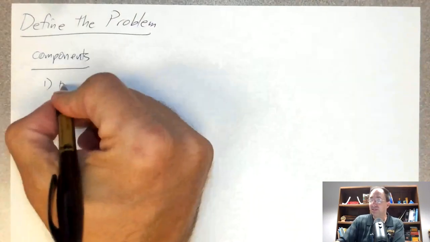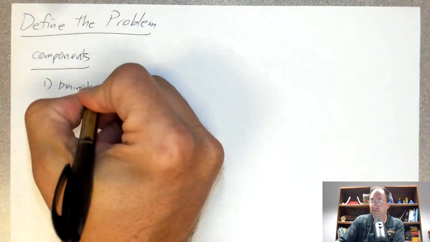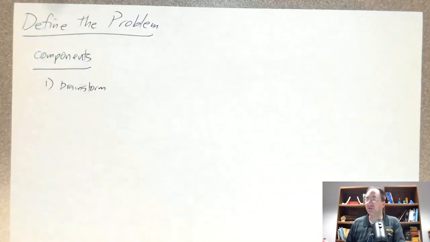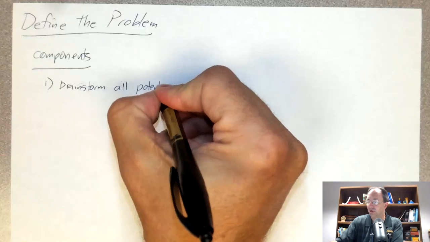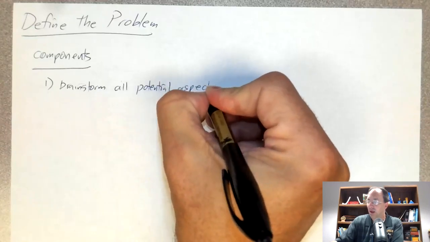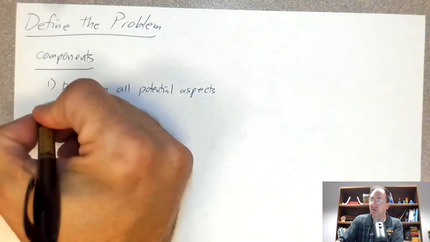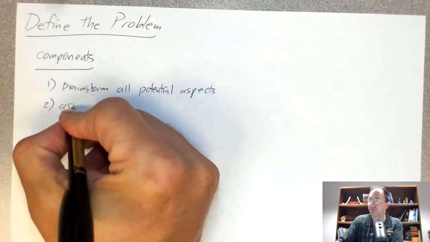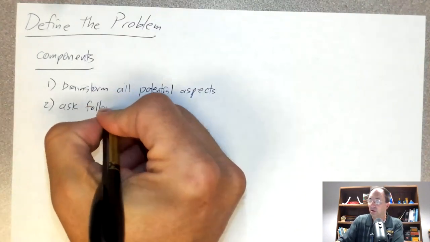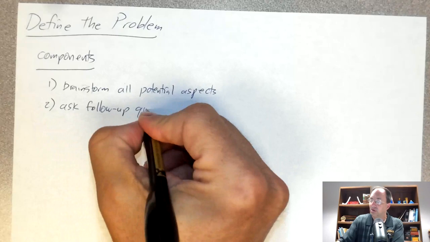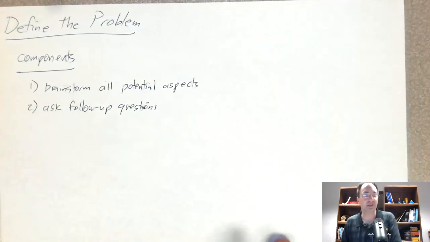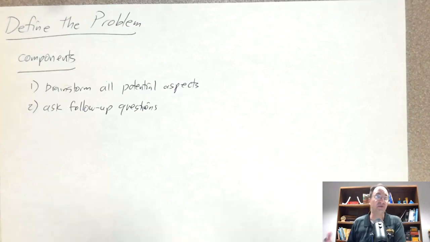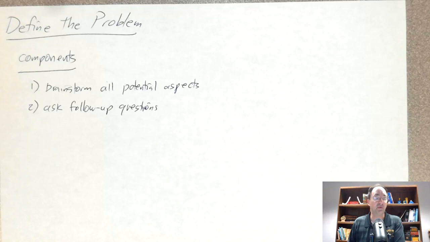So the first step is to brainstorm. All right, what are all the potential aspects of the problem that go into what you're working on? And once you've done that brainstorming, then you can start to ask follow-up questions. Again, most likely you'll have some sort of client that will be interested in this question, and so this will be a chance for you to go back to that client and say, all right, we've thought about the problem, we have some more questions.